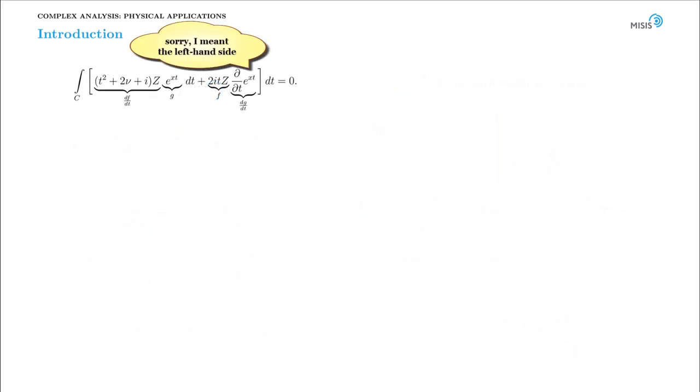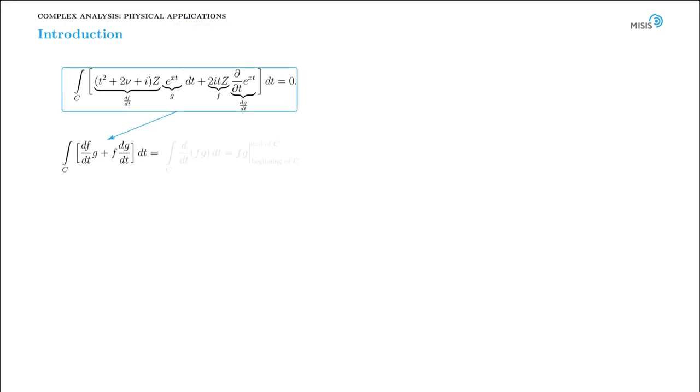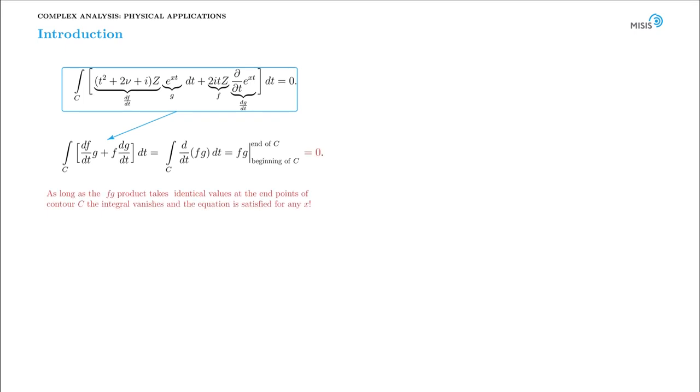As a result, the right-hand side of our differential equation is turned into a simple definite integral, which is trivially taken. As long as fg product takes identical values at the endpoints of contour C, the integral vanishes and the equation is satisfied for any x. We just need to check if the key function f exists.